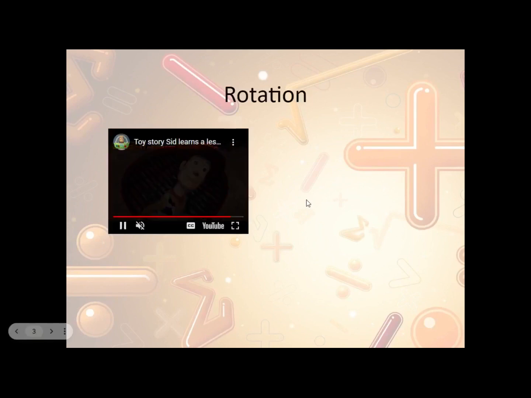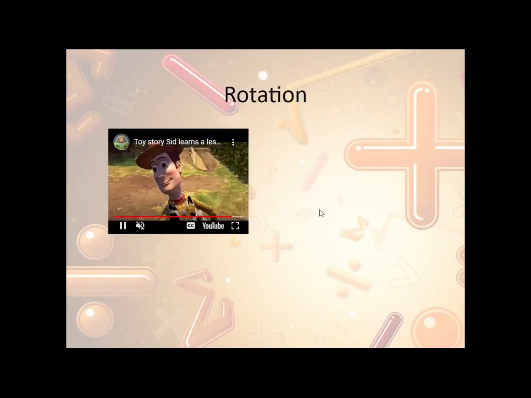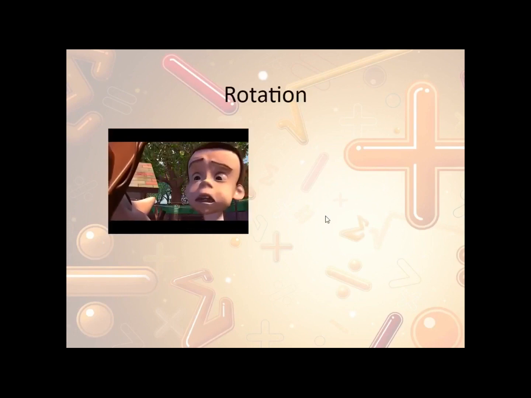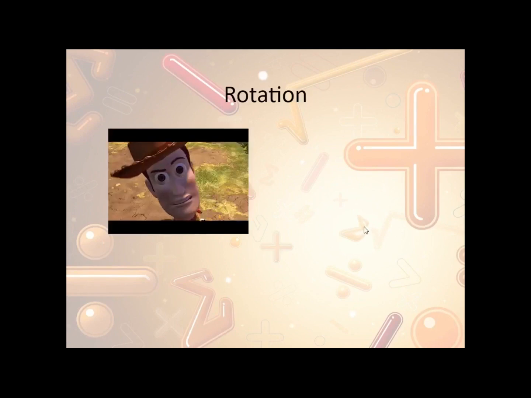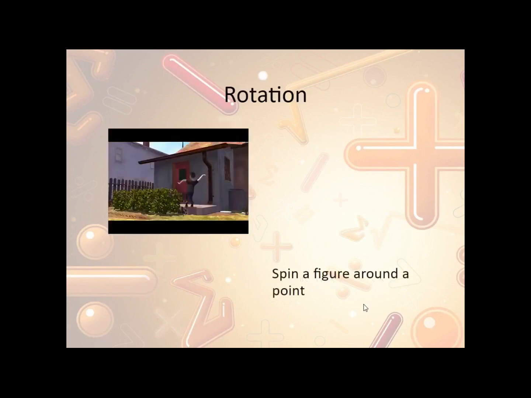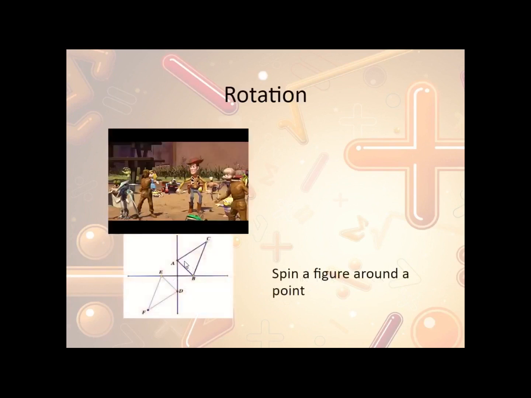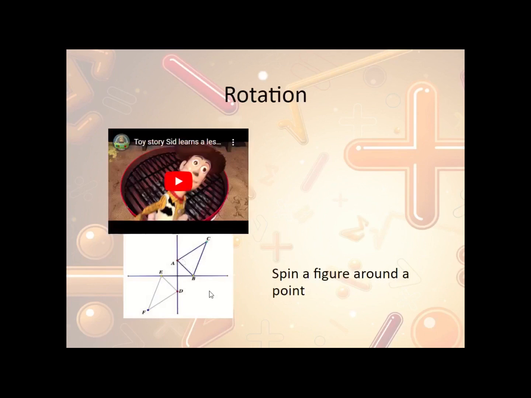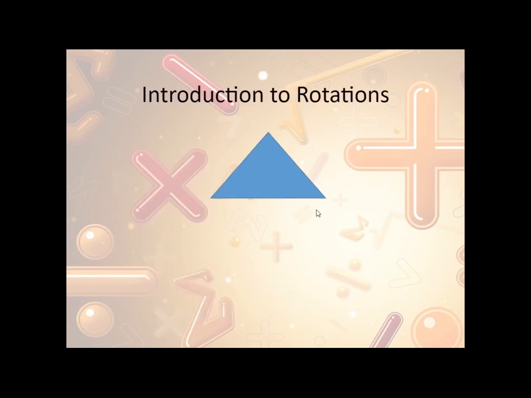A rotation looks like this. So we have Woody's head here, and it spins around. So rotations are spin movements. So it's a spin of a figure around a point. So we have a triangle here. If we were to spin it, it ends up being this triangle here. Now, introduction to rotations.